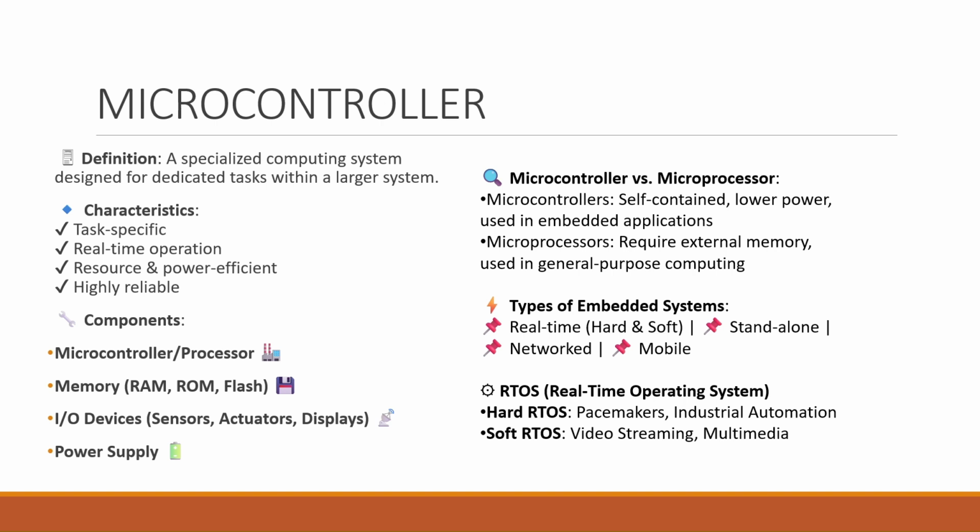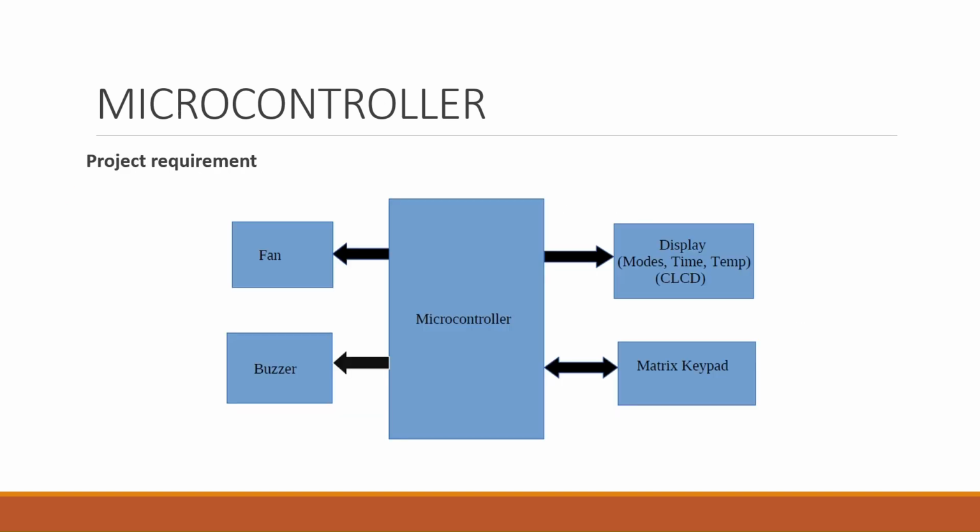Next, let's see the project requirements. We need one microcontroller. In our project implementation, we need a PIC microcontroller. In the PIC family, lots of microcontrollers are available. Specifically, we are going to use the PIC 16F877A microcontroller. Along with the microcontroller, we need peripherals like a fan, buzzer, display and matrix keypad.